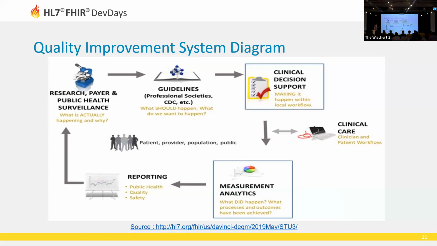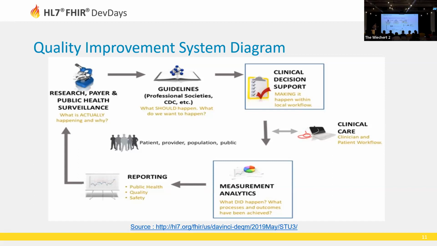So basically, you have guidelines, then you can help people with professionals. Then you have measures on what happened. Then you can report it, research, and improve your guidelines. And this is a virtuous circle. And the aim is obviously having better services for patients and better healthcare in general.